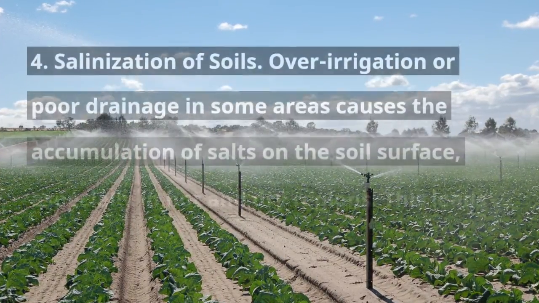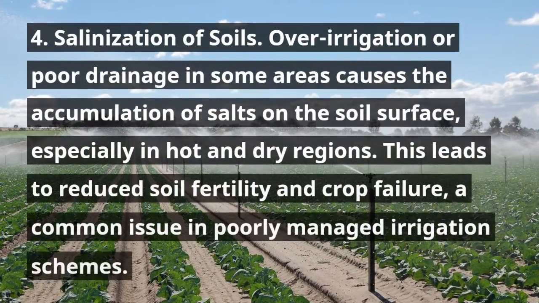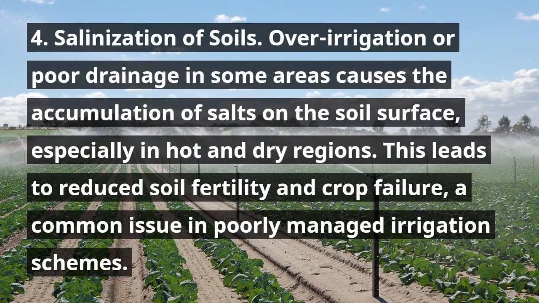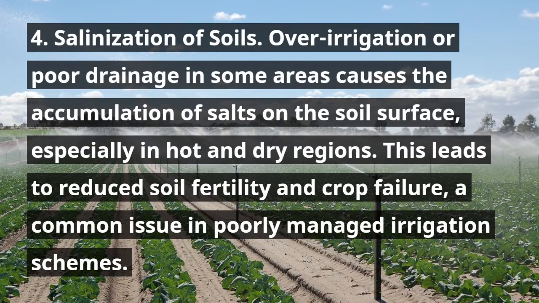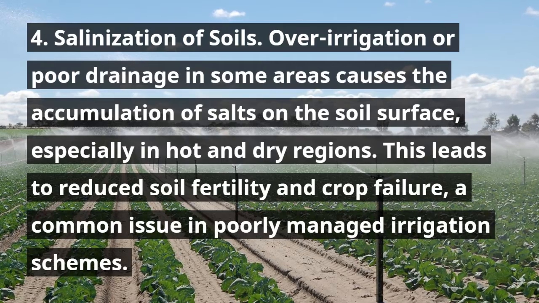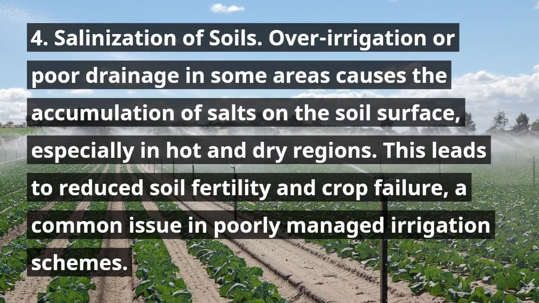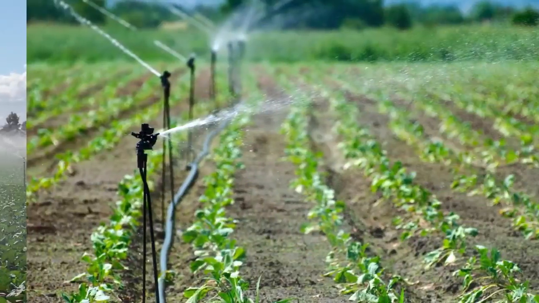4. Salinization of soils. Over-irrigation or poor drainage in some areas causes the accumulation of salts on the soil surface, especially in hot and dry regions. This leads to reduced soil fertility and crop failure, a common issue in poorly managed irrigation schemes.